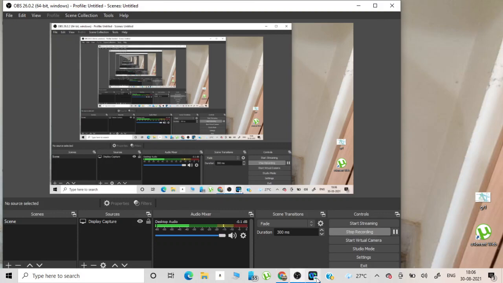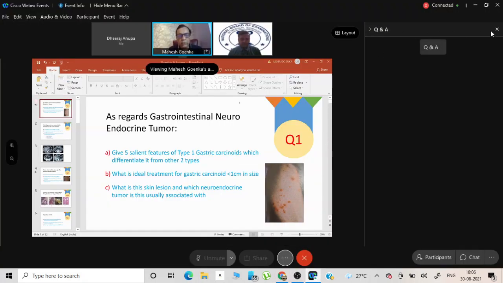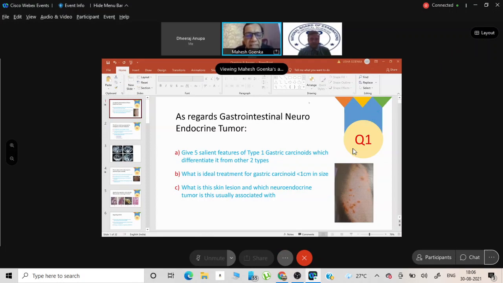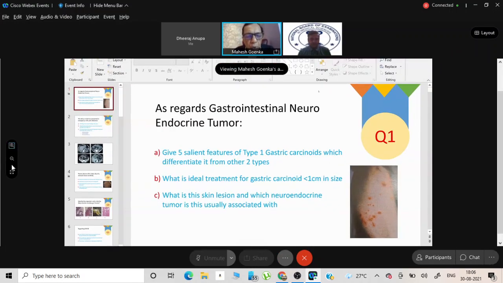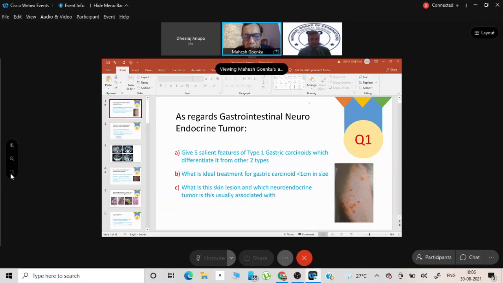in size, irrespective of the type we are dealing, 1, 2, or 3. And what is the skin lesion shown on this slide, and which neuroendocrine tumor is this usually associated with?